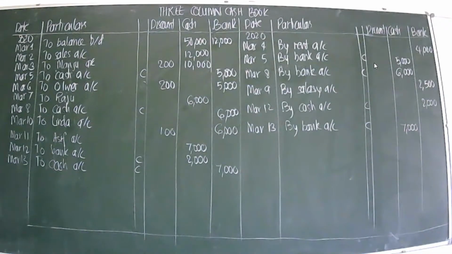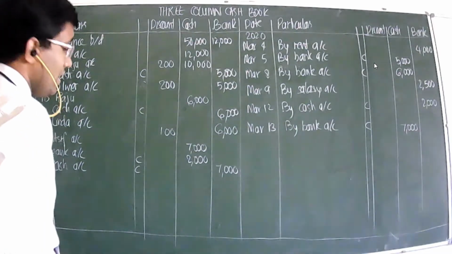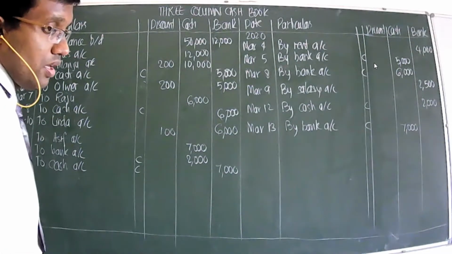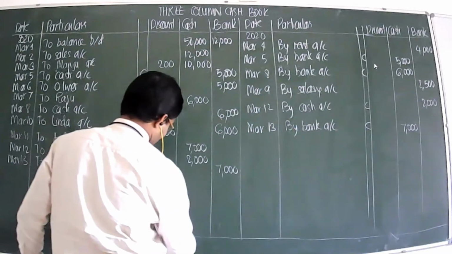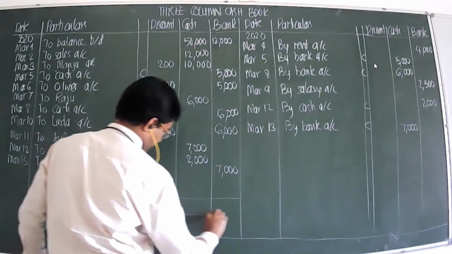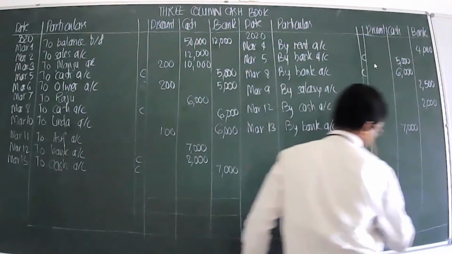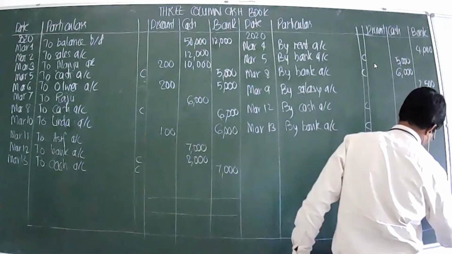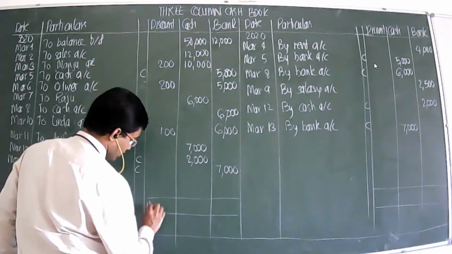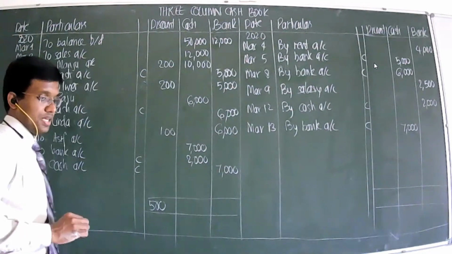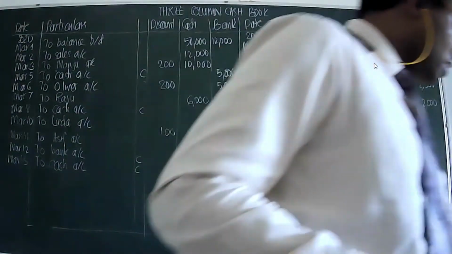Okay, so with that we have completed the transactions. Now let us go about balancing. Remember, we have to balance, and let us quickly balance this. Remember, discount column we need not balance. You just have to write the total, and cash column we will have to balance.